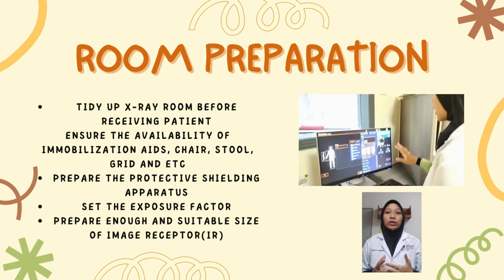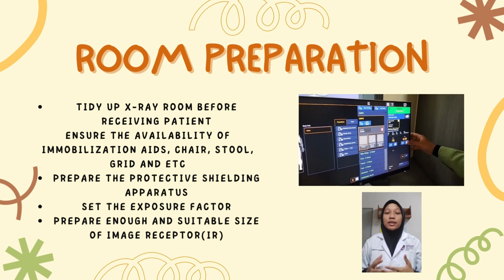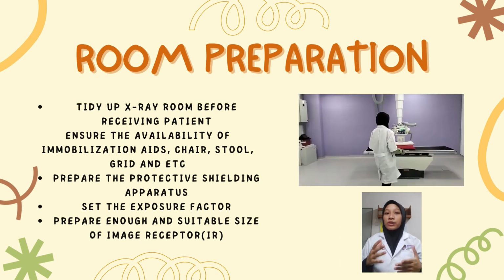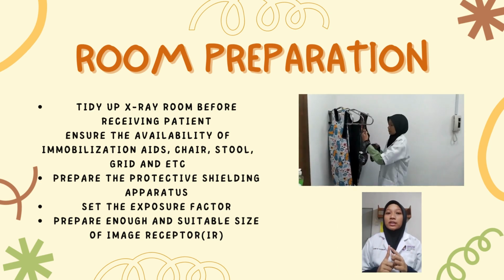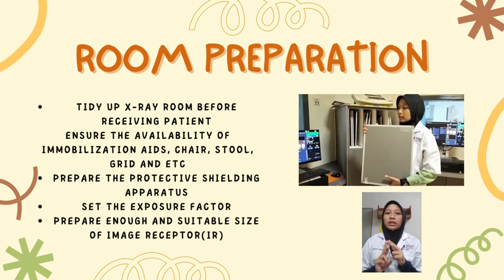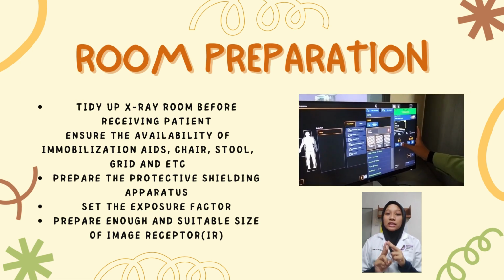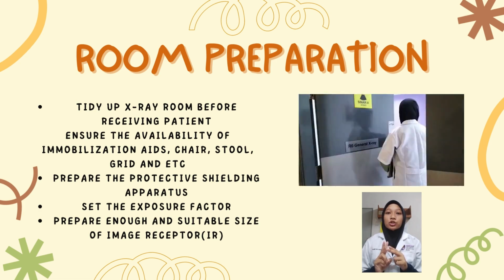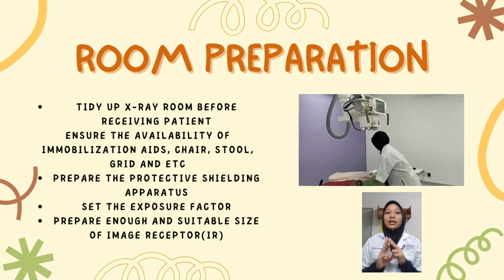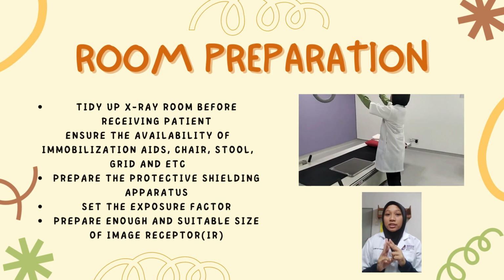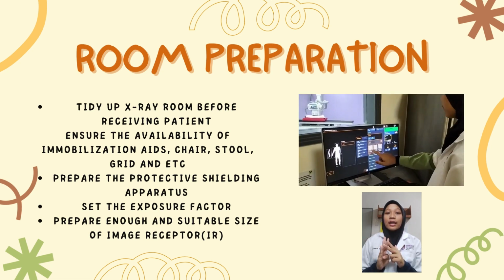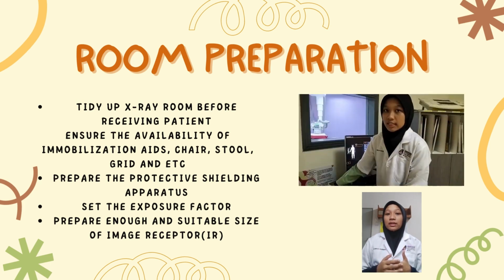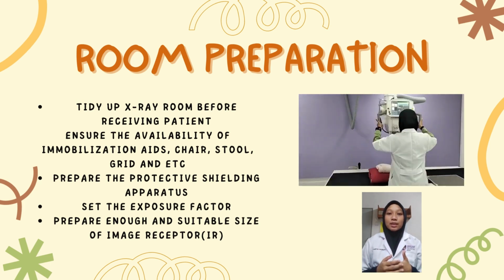And it's done. The first thing you must do when you want to do an X-ray examination is room preparation. First, tidy up the X-ray room before receiving the patient. Second, ensure the availability of immobilization aids, chairs, stool, grid, and etc. Third, prepare the protection shielding apparatus. Fourth, set the exposure factor. And lastly, prepare enough and suitable size of image receptor, IR.